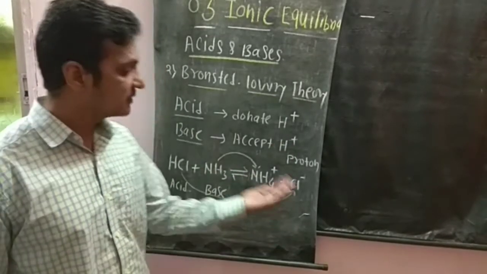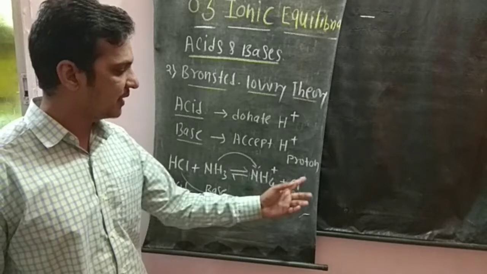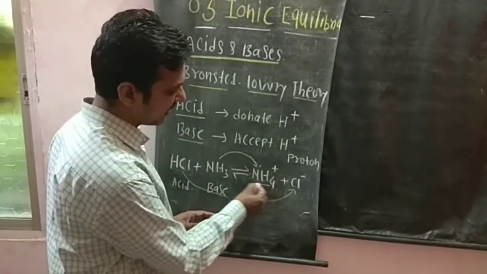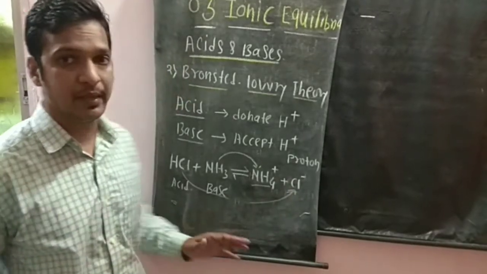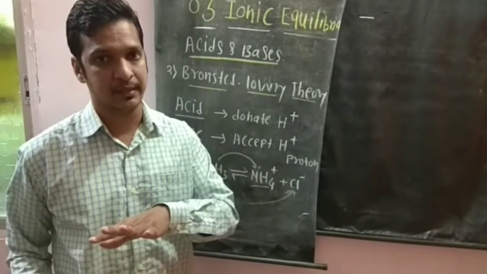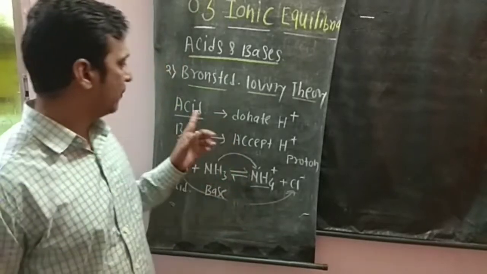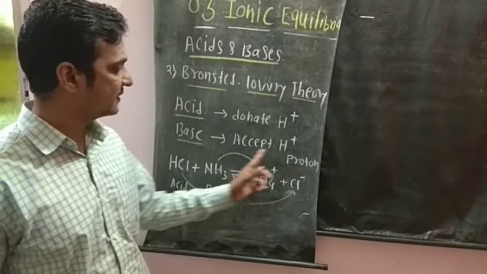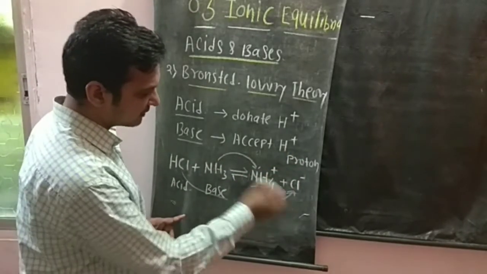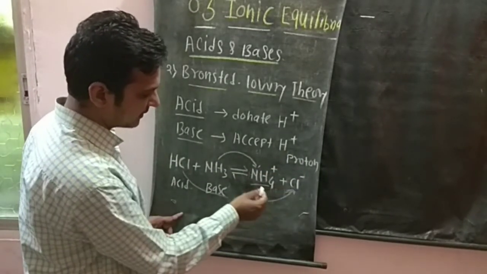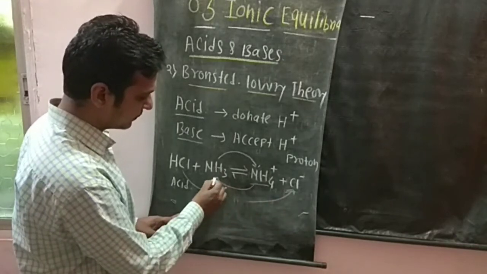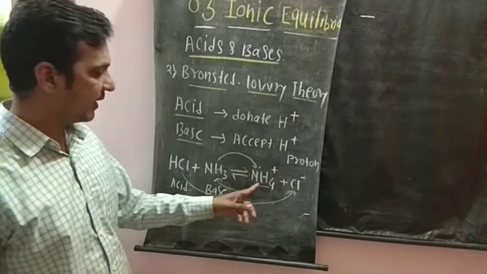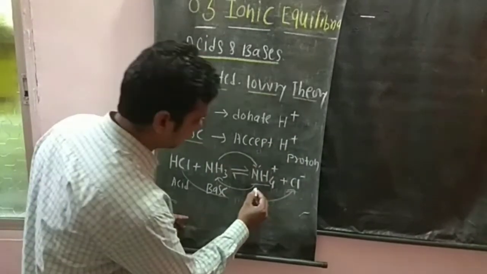Now we are going to reverse the reaction. Means NH4 plus combines with Cl minus ion to form NH3 and HCl. Out of NH4 plus and Cl minus ion, which is the acid and which is the base? According to Bronsted-Lowry theory, acid is a proton donor, means it donates H plus, while base accepts H plus. So NH4 plus is converted to NH3 by donating proton H plus. That is why we call NH4 plus an acid.